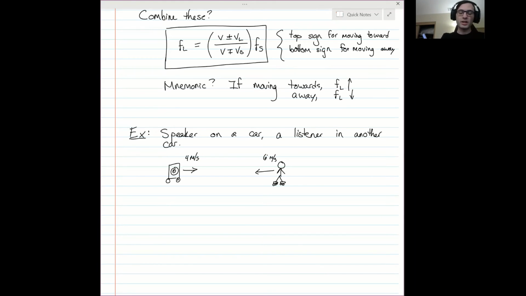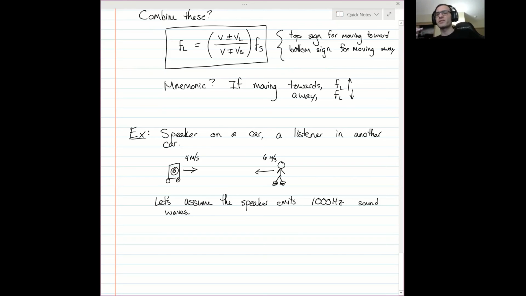So let's assume the speaker emits a 1,000 hertz sound wave. Right, so it emits a crest every 1/1000th of a second.